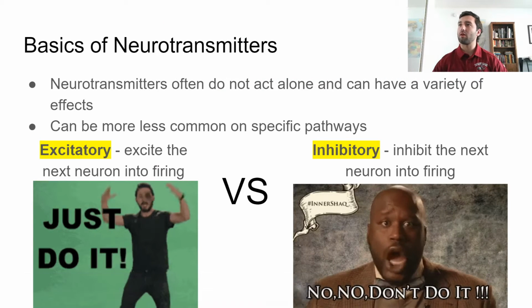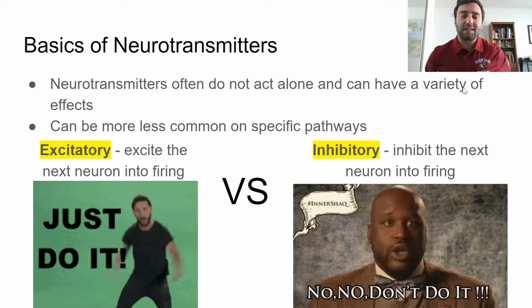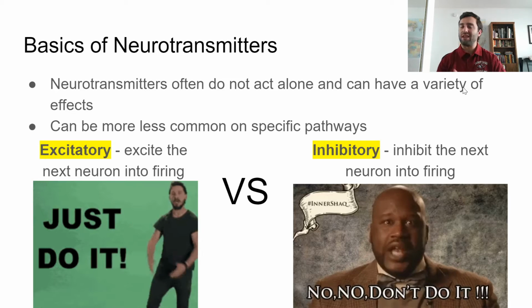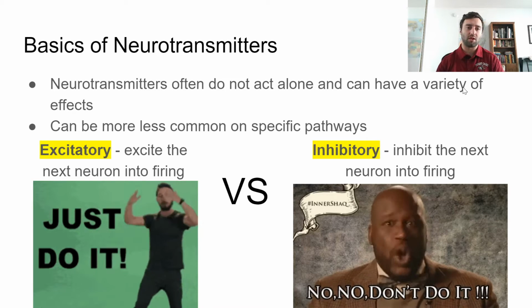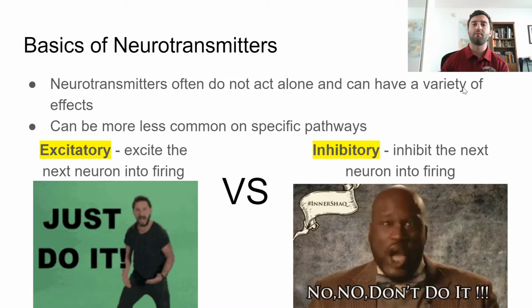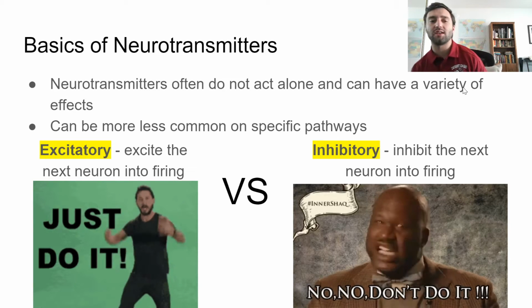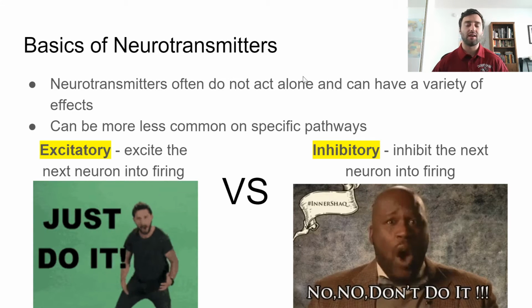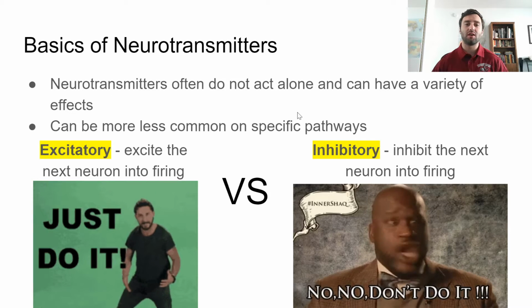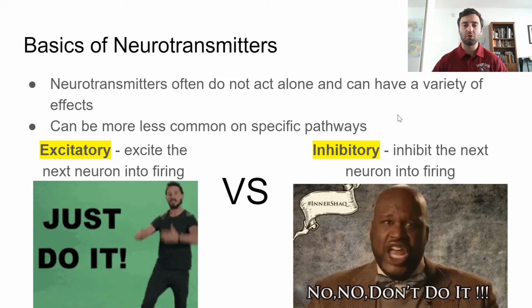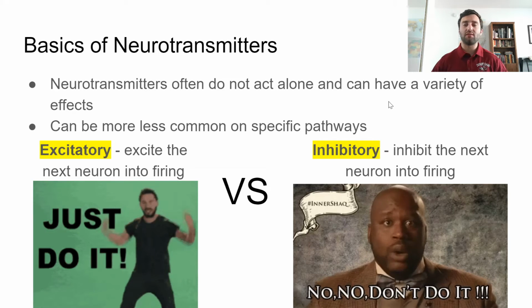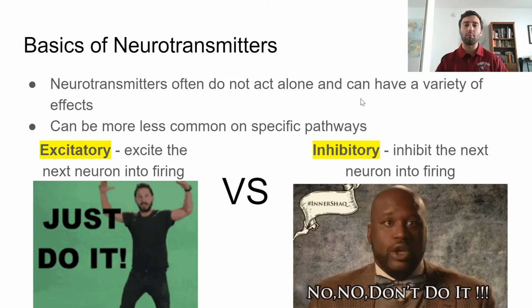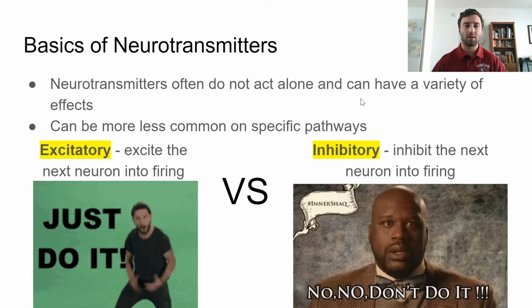Now, I mentioned before, there are different things that can happen and different things that different neurotransmitters do. So we're going to talk about neurotransmitters in general, and the basics of them here. Neurotransmitters can be a little complicated because they don't always act alone. They don't necessarily do what they do entirely on their own. A lot of times, a neuron might be receiving a bunch of different neurotransmitters at once. So they can be receiving inhibitory and excitatory messages at the same time from a bunch of different neurons all at once.